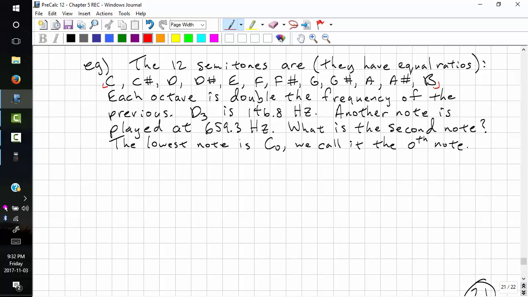So each octave is double the frequency of the previous. D3, that's D in the third octave, is 146.8 hertz. Another note is played at 659.3 hertz. What is that second note? And the lowest note is C0. We call it the 0th note. This is not necessary. We can just use our specified value rather than the initial value. Or we can just make this our initial value.